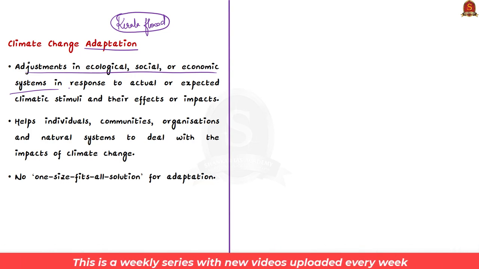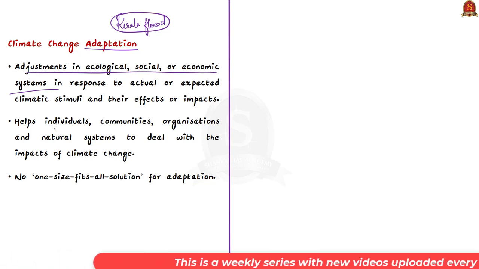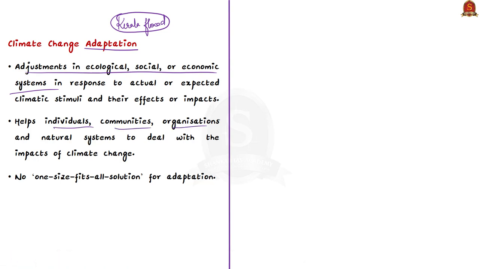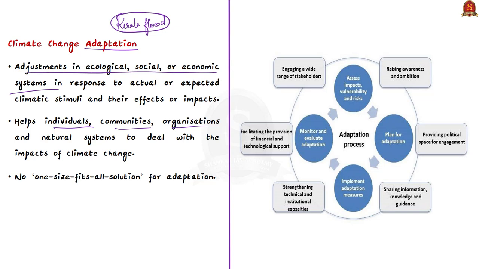And adaptation helps individuals, communities, organizations and natural systems to deal with the impacts of climate change. Now look at this picture. The figure shows graphically the adaptation cycle under the United Nations climate change regime. See, there is no one size fits all solution for adaptation.